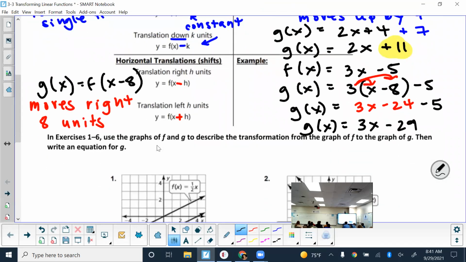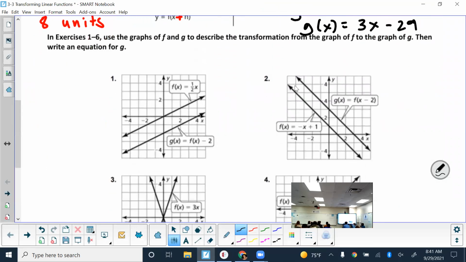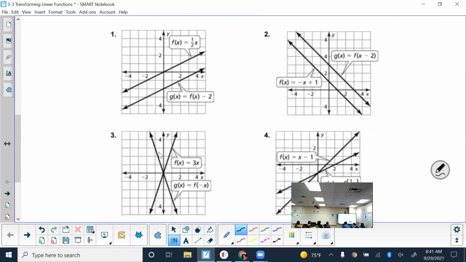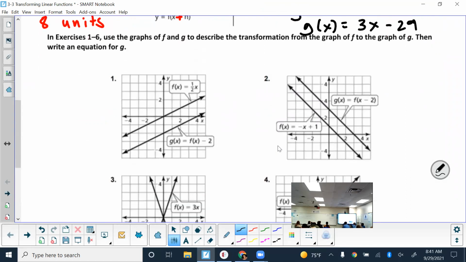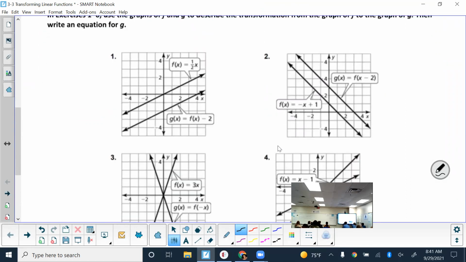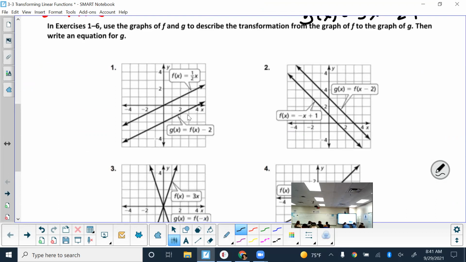All right, so then let's do some examples. There are some in here that clearly are not vertical or horizontal shifts. We'll just practice making the equations for those ones. But 1 and 2, it's either a horizontal or vertical shift. So look at 1. The instructions say to describe the transformation going from graph F to graph G, and then write an equation for G. f of x is my original, g of x is my transformed one.